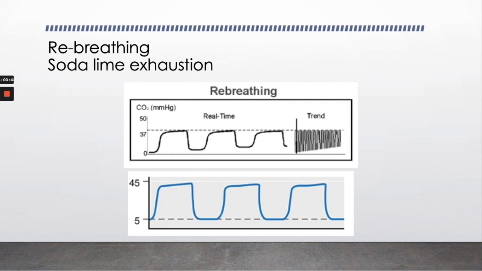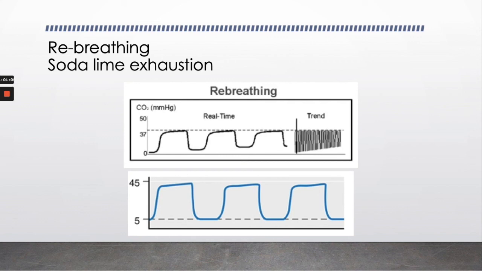If your soda lime is being exhausted, you can change it, and usually after you change it, even if you have gas channeling through the absorbent, you would see that return back to baseline. Otherwise, if it's not returning back to baseline, you've got an incompetent expiratory valve. Okay, so that's causing the rebreathing.